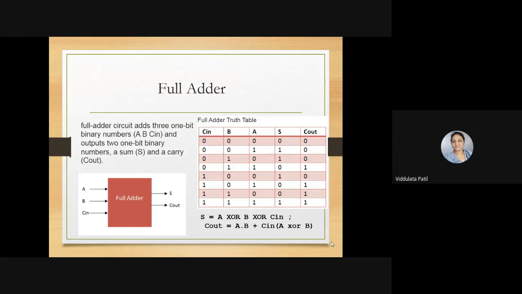Okay. So the Boolean expression for sum is A XOR B XOR C, and the Boolean expression for C out is A AND B OR C in ANDed with A XOR B. So that is the Boolean expression for the full adder.